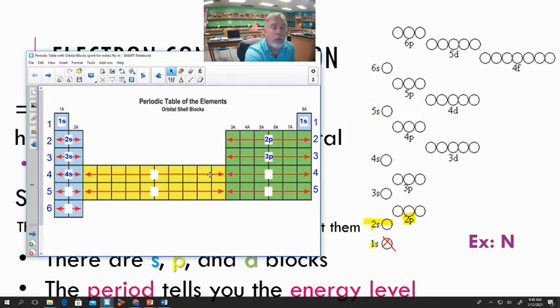What comes after your 2p? Well, if you look at your periodic table, we're going to come down to our next row. 3s. Look at your bubble chart. It has a 3s here as well. After the 3s comes the 3p. Yep, there's the 3p over here on our bubble chart. After our 3p, go down to the next row, 4s. Awesome. That's what shows up on our bubble chart.